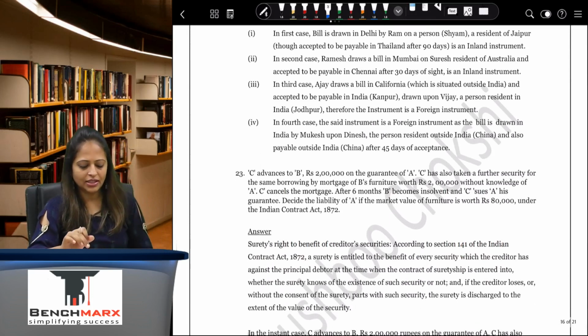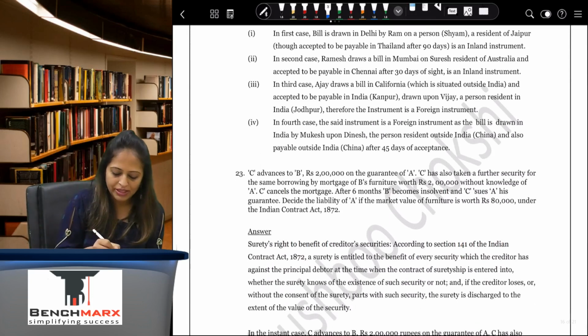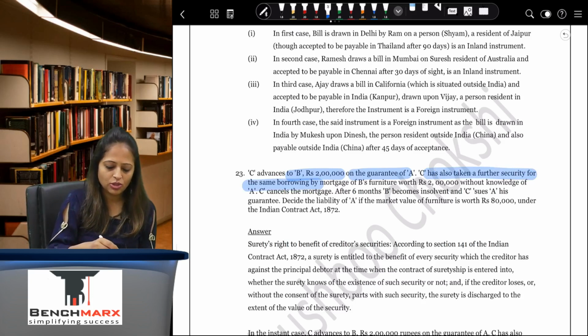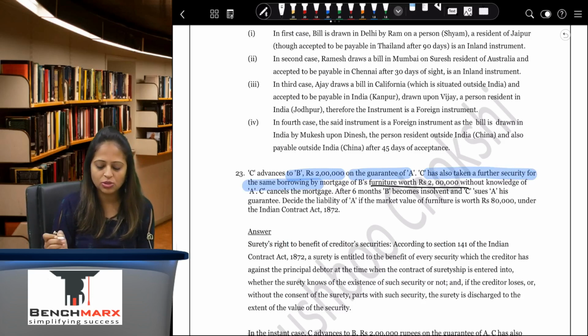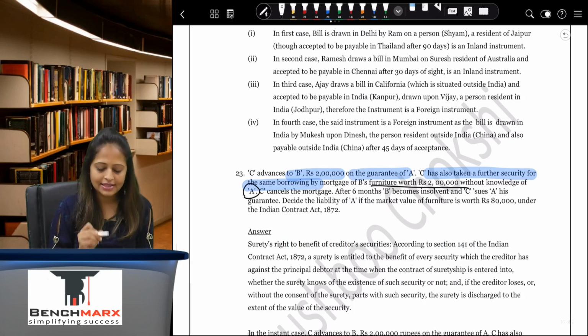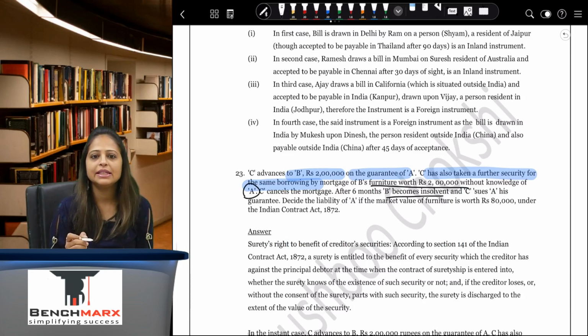Next, coming to C advances to B rupees 2 lakhs on the guarantee of A. C also has taken a further security for the same borrowing by mortgage of B's furniture worth rupees 2 lakhs without the knowledge of A. C cancels the mortgage. After 6 months, B becomes insolvent.